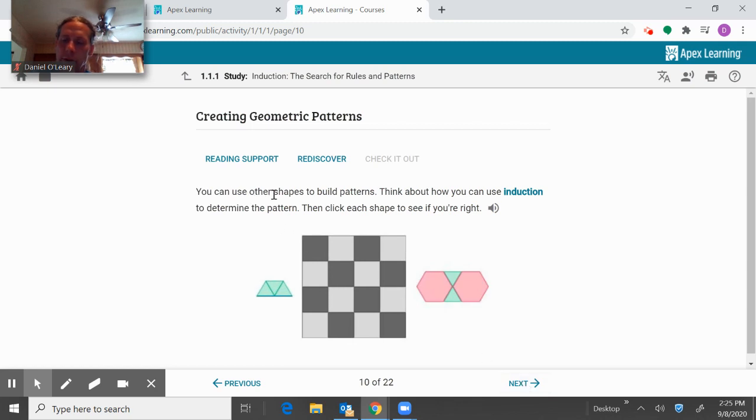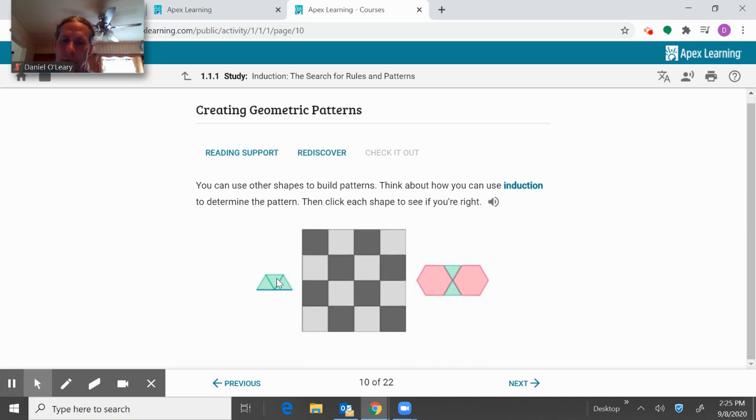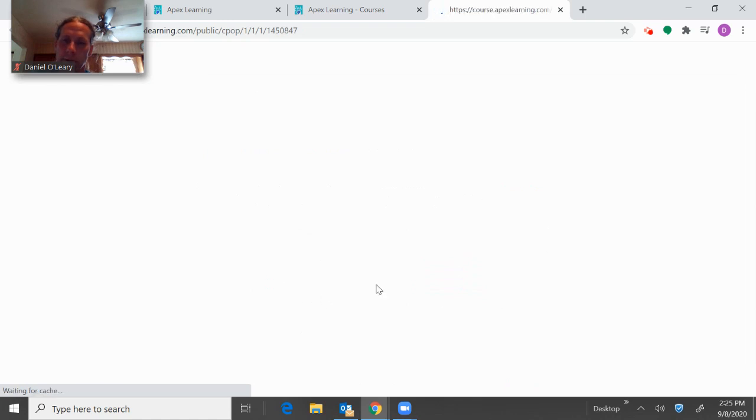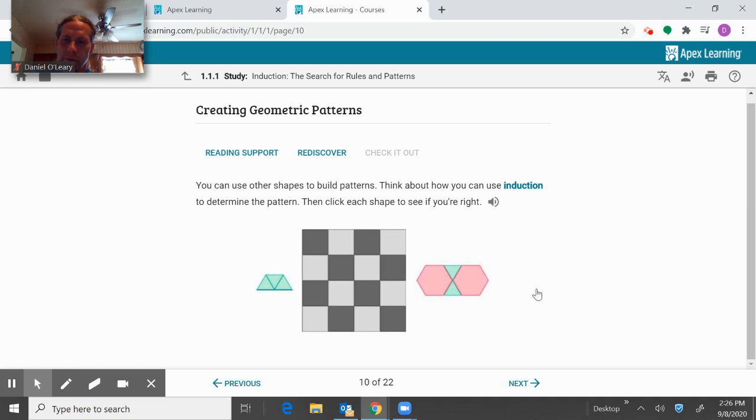You can use other shapes to build patterns. Think about how you can use induction to determine the pattern, then click each shape to see if you're right. If you click the shapes, it opens up another tab. It's slow because I'm on Screencastify, but those screens will load for you and you can see those patterns. It'll be quicker for you because you're not making a screencast as you go through yours.